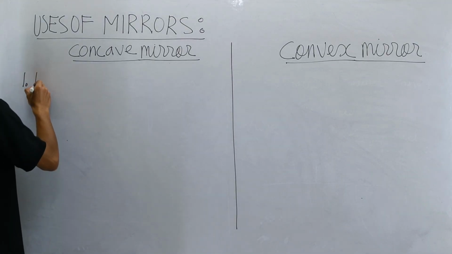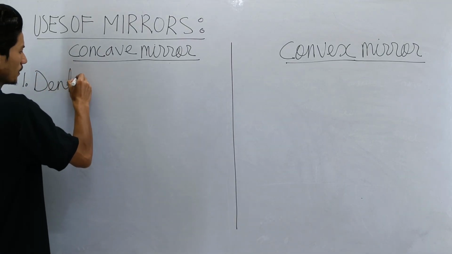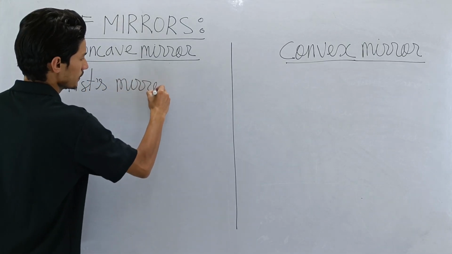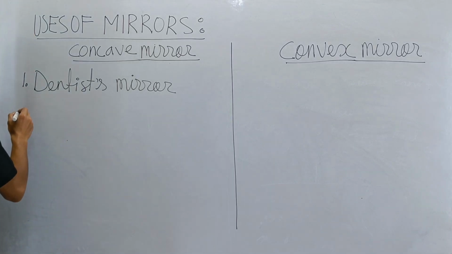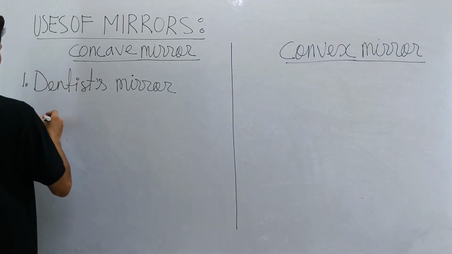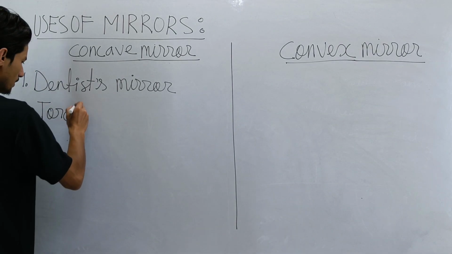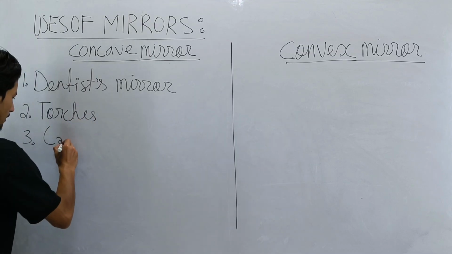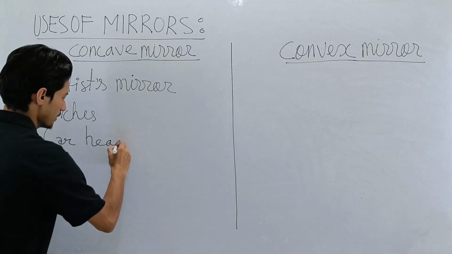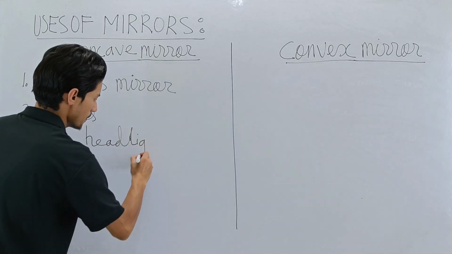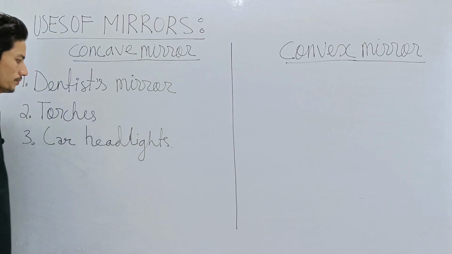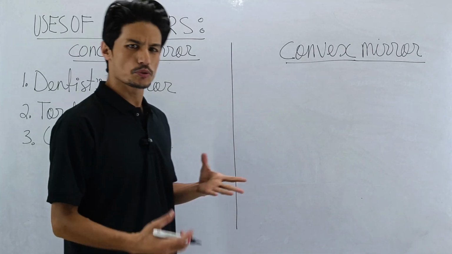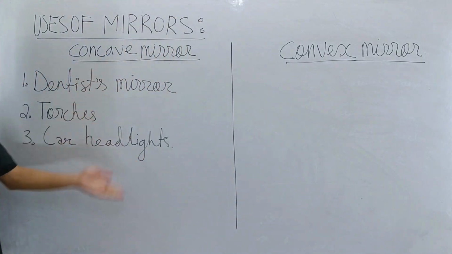Concave mirrors are used as dentist mirrors. Then number two, they are used in torches. And number three, they are used in car headlights. So these are the three uses of concave mirror. In the exam, they will ask you maybe two, maximum two. So make sure that you remember at least two.